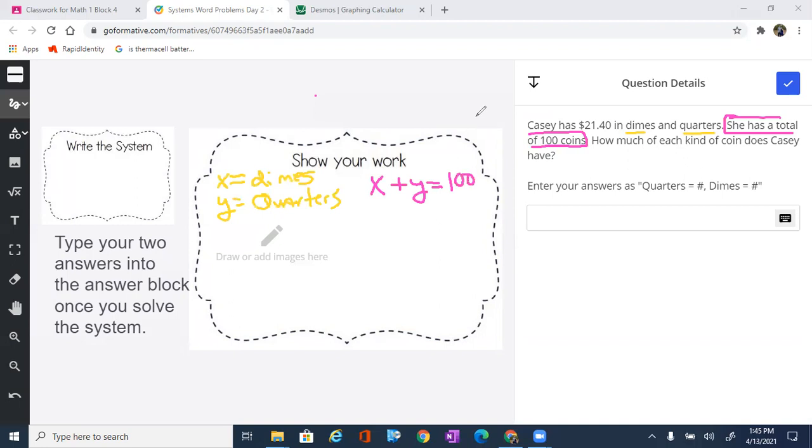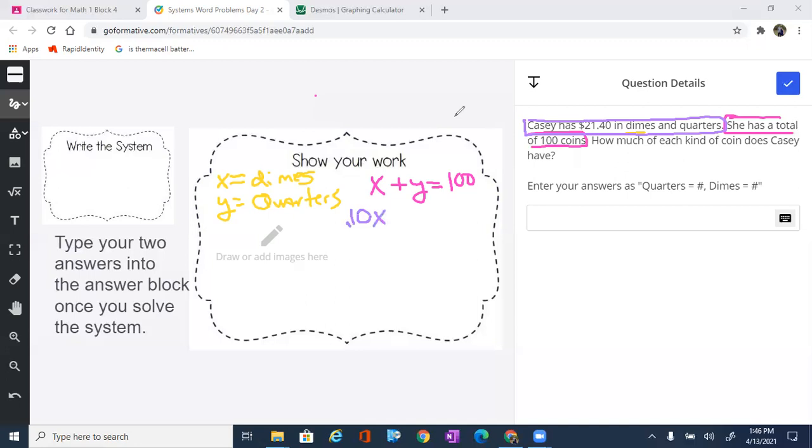After we do that, we're going to go to the other statement that has to deal with how much money she has. So she has $21.40 in dimes and quarters, so the combination of those, okay? So dimes is x. If she has, for example, 3 dimes, she has 3 10-cent pieces or 30 cents. So we would multiply the number of dimes by how much the dime is worth. The dime is worth 10 cents, so I multiply it by how many dimes I have, which is x.